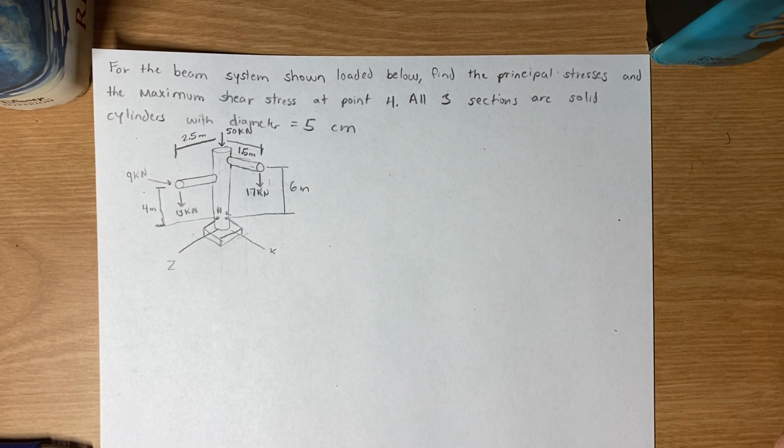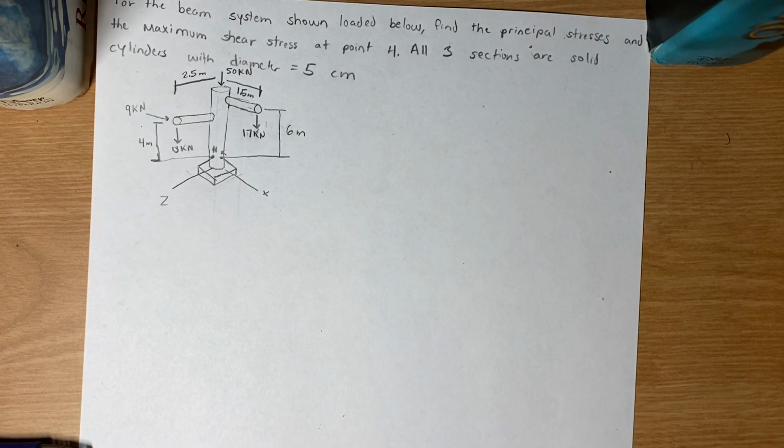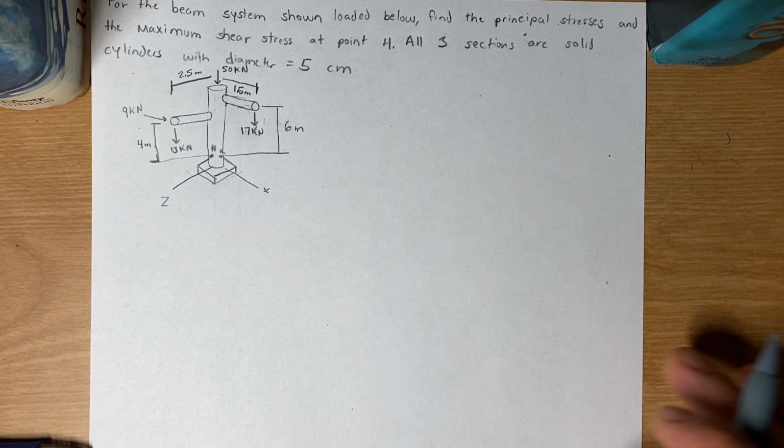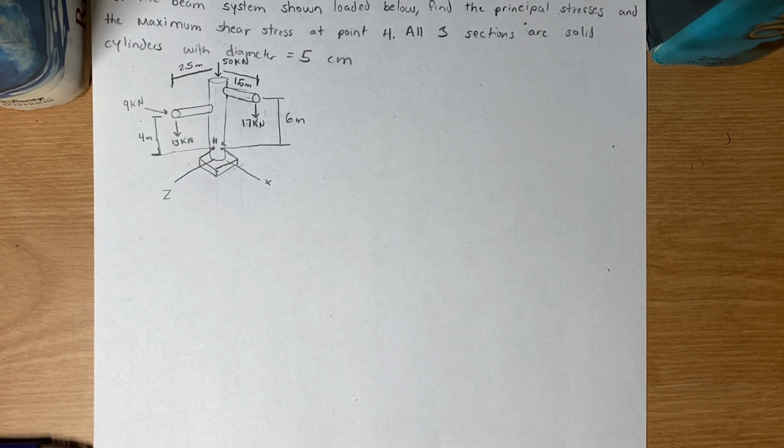After we do that, we need to use that information to plug it into Mohr's circle, and we can find our principal stresses and max shearing stresses. So with that being said, first off, we want to simplify it to have our reactions at X, Y, Z and moments at X, Y, and Z.